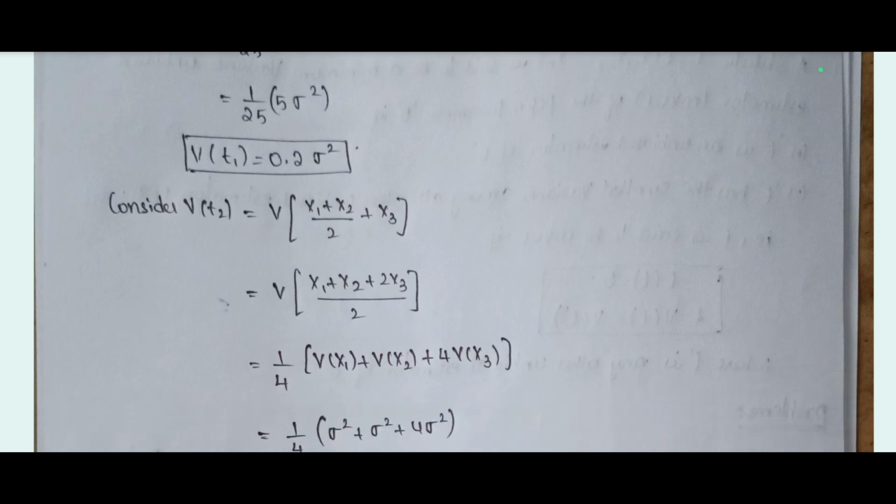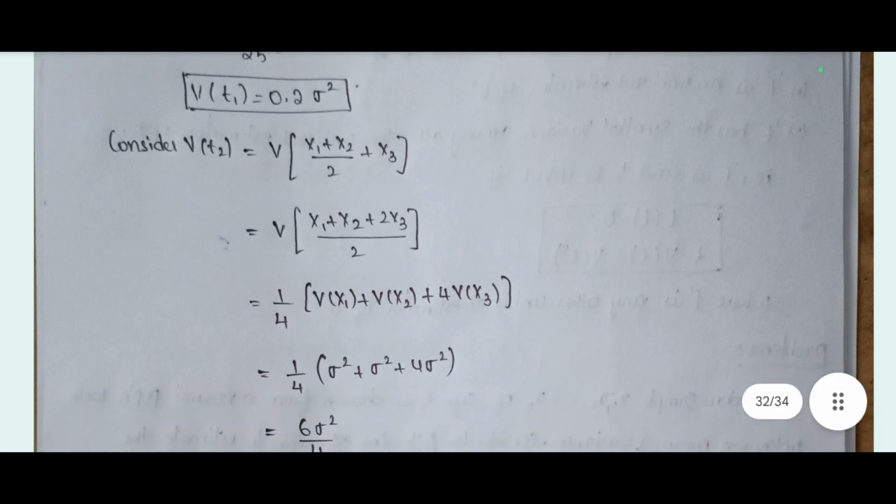So the variance of T2, which has x1 plus x2 by 2 plus x3. The constant will become 1 by 4.